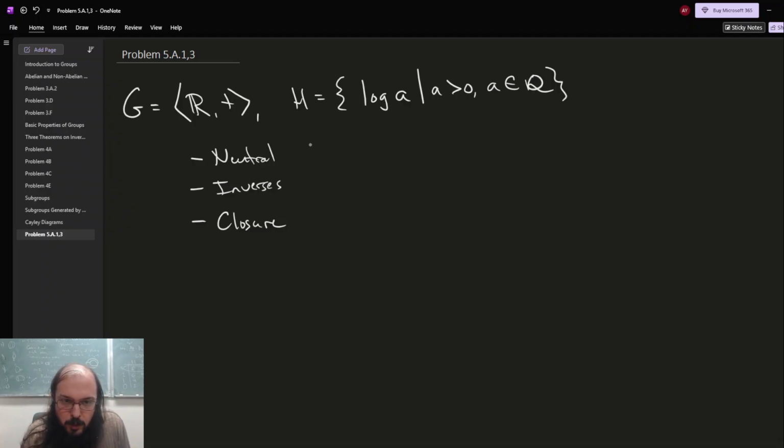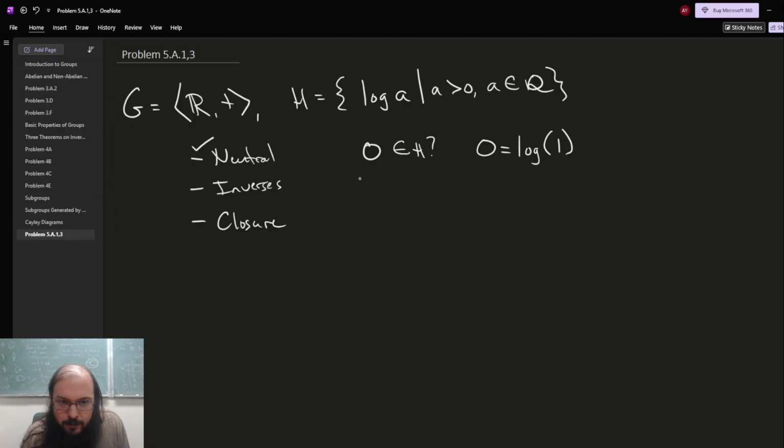So for the first one, the neutral element of R is 0. Is 0 in H? That's the question. Well, can I write 0 as a logarithm of a positive rational number? Yes. 0 is log of 1, which is a perfectly good rational number. And so it lives in H.